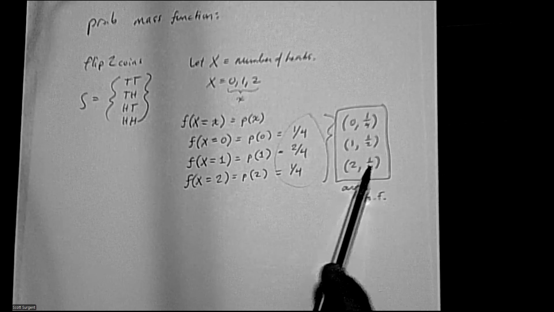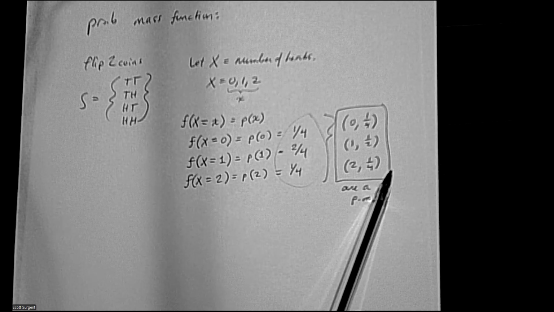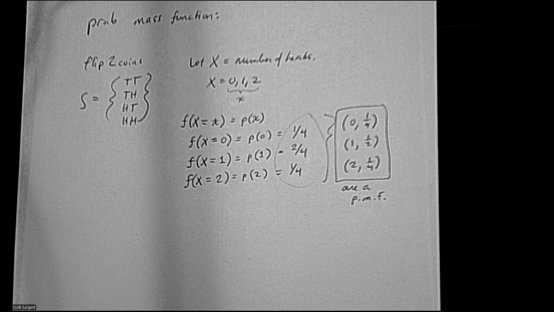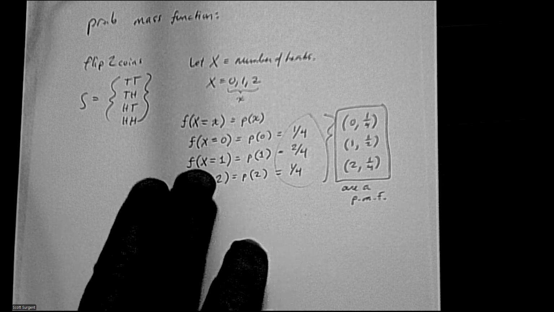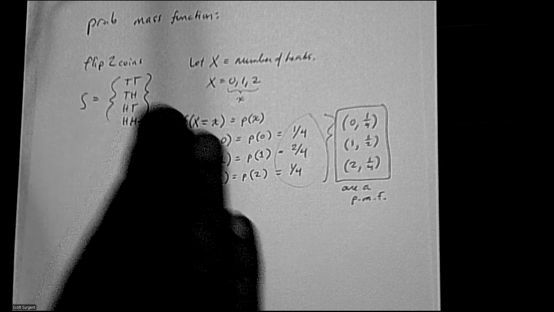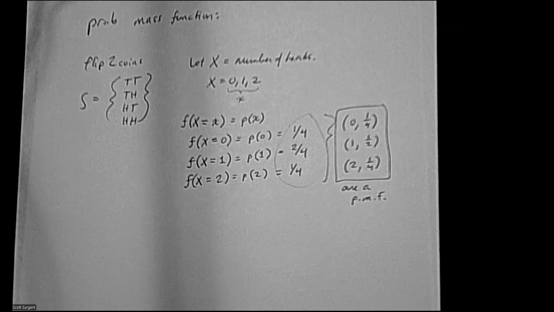You can't have negative probabilities, they just don't make sense. And they have to add up to 1, which they do. And then really the middle rule, I guess, is just the translation between the experiment and the outcomes that come from that experiment. Okay. And that's pretty much it. That's all there is to it.